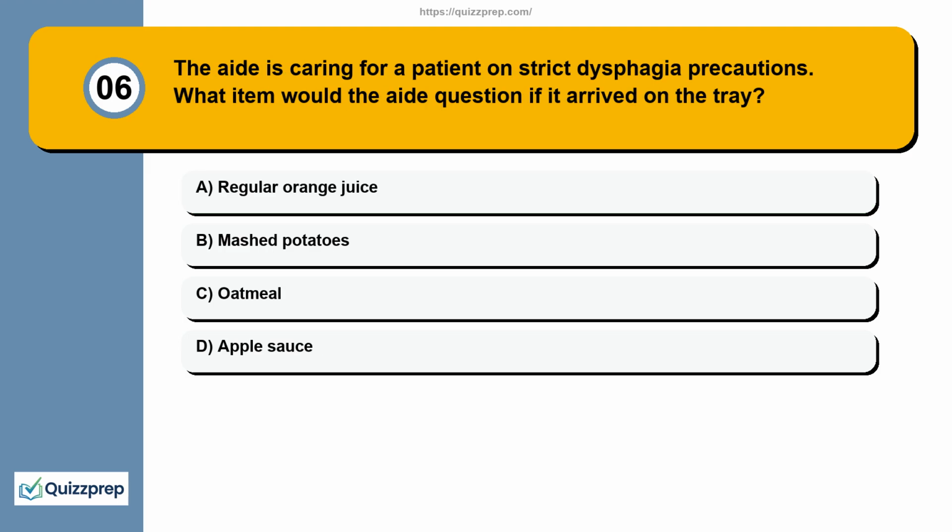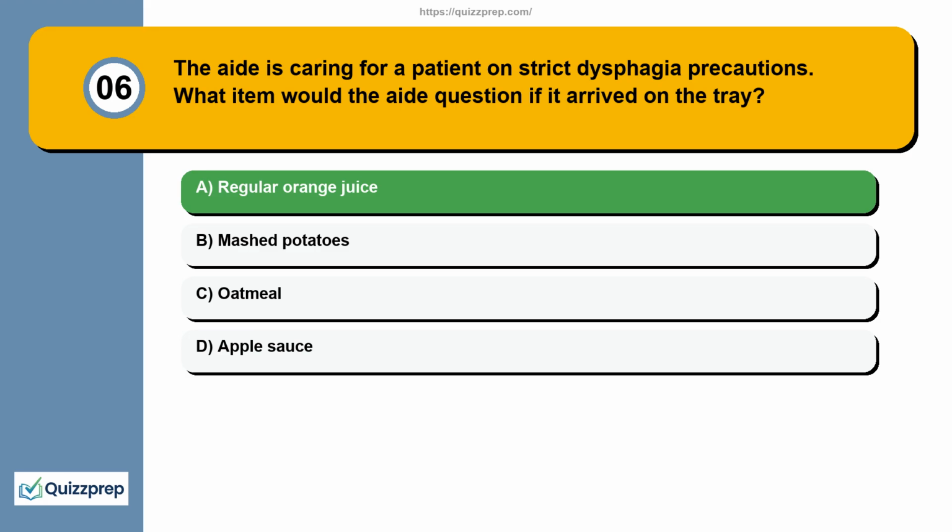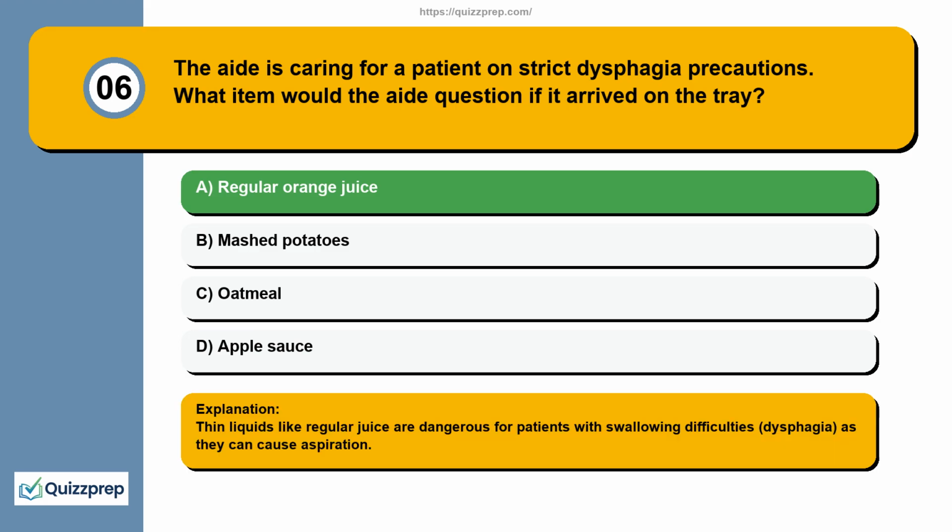Question 6. The aide is caring for a patient on strict dysphagia precautions. What item would the aide question if it arrived on the tray? Regular orange juice, mashed potatoes, oatmeal, applesauce. Thin liquids like regular juice are dangerous for patients with swallowing difficulties, dysphagia, as they can cause aspiration.